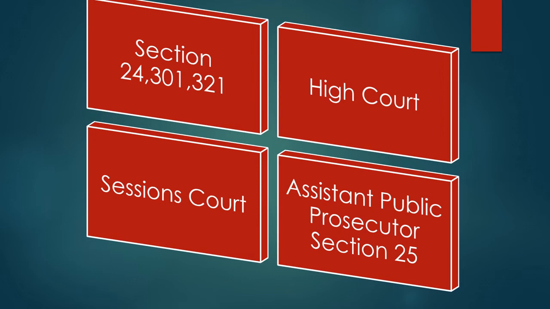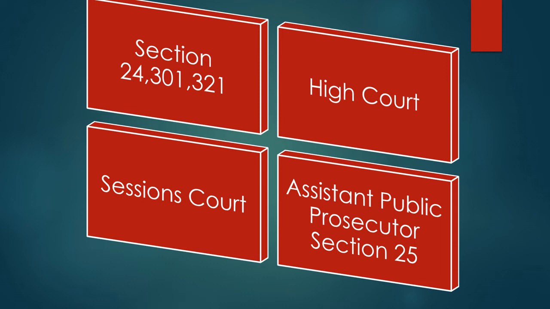Now comes section 25, which talks about assistant public prosecutors. These are prosecutors who are doing the same job, but in the lower courts, that is the chief judicial magistrate court or the magistrate courts of first class or second class. So, in such cases, wherever there is a cognizable offense, there is the role of the public prosecutor, and the public prosecutor helps the court in establishing the truth in that matter.